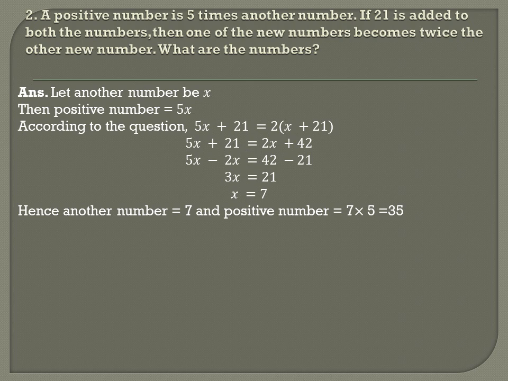This is also somewhat similar to that age question. Then what is given? If 21 is added to both, that is after 21 years, similar question, isn't it? 21 is added means both numbers become x plus 21 and 5x plus 21. If 21 is added to both numbers, then one of the new numbers becomes twice the other number, because the bigger number is equal to 2 times the smaller number. Therefore, how can you write the equation? That is, the bigger number, obviously 5x plus 21 is equal to 2 into x plus 21. Therefore, the new equation is 5x minus 2x is equal to 42 minus 21, which implies 3x is equal to 21, x is equal to 7. Therefore, the second number is equal to 7 and the first positive number is 7 into 5 is equal to 35.